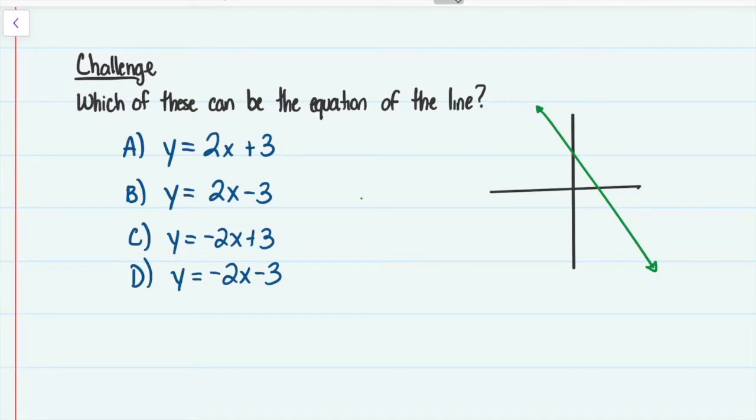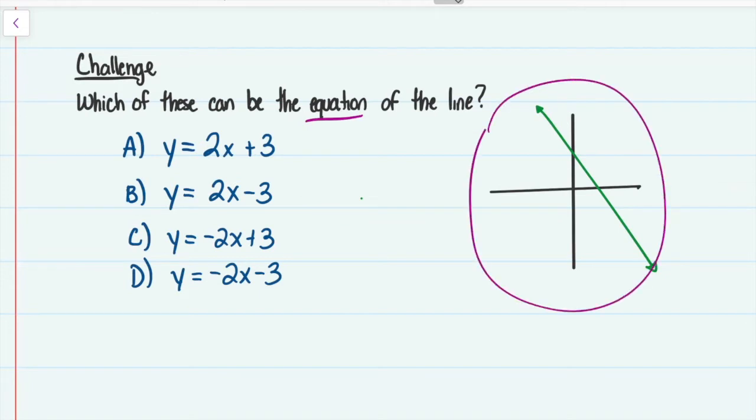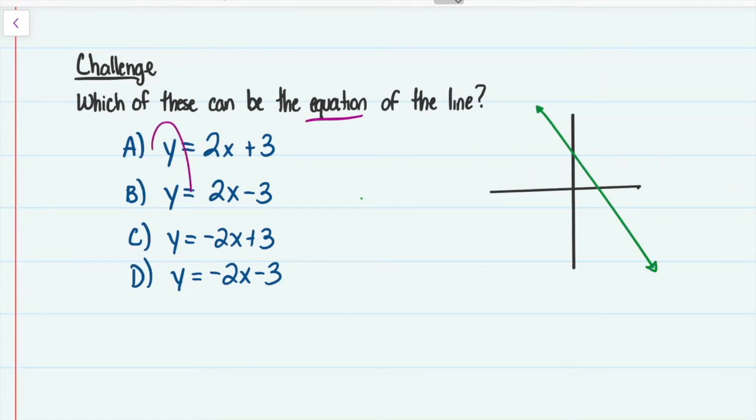Everybody, we got another question for you guys. I want to know which is the equation of this graph right here. Well, again, let's review. Notice that all of them have the y by itself, that means we're probably doing slope-intercept form. y = mx + b.